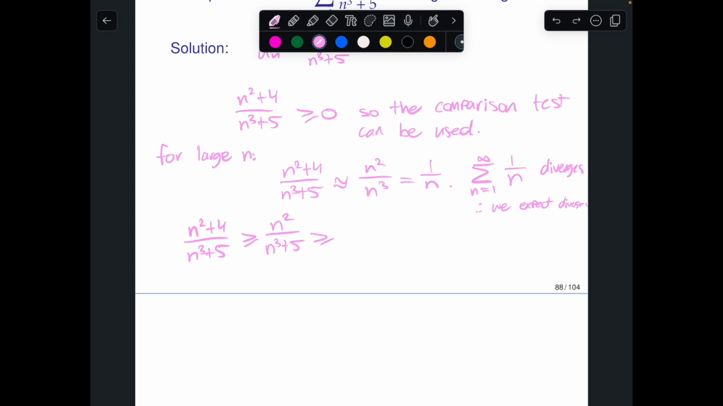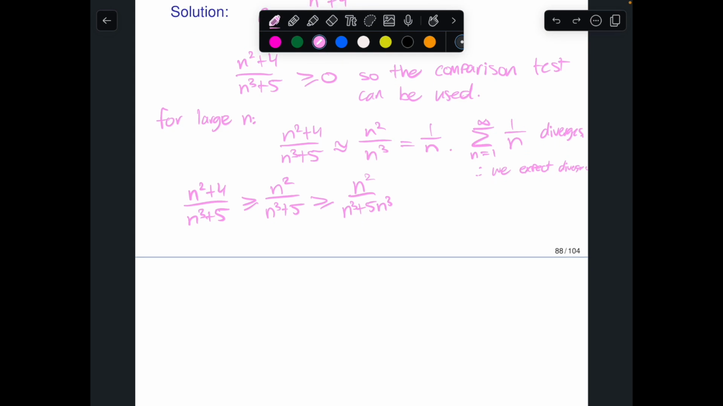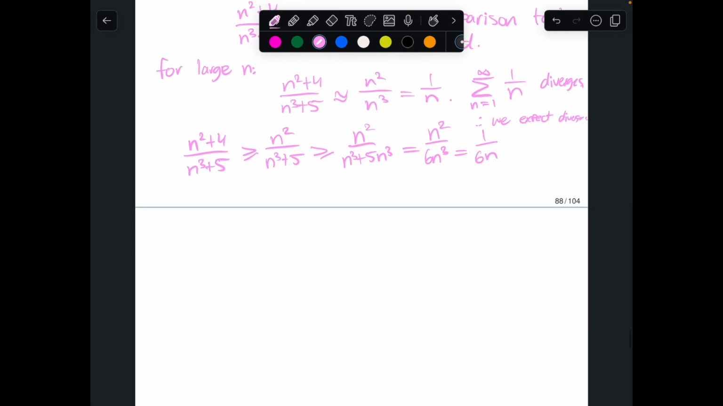The way we can do that is by saying I know that n cubed plus 5n cubed is going to be bigger than n cubed plus 5. And therefore, if that's the denominator, the whole thing is going to be smaller than this, because if you have a bigger denominator, you have a smaller fraction when the numerator stays the same. And that is equivalent to n squared on 6n cubed, which is equal to 1 on 6n.